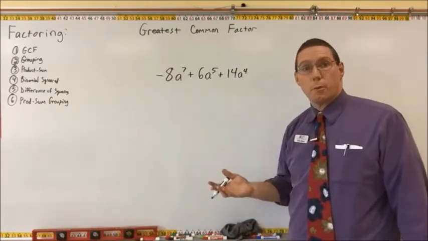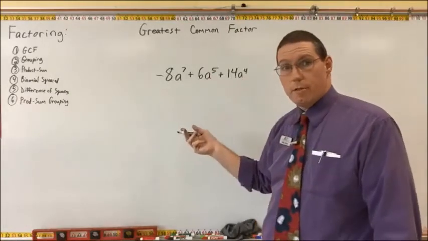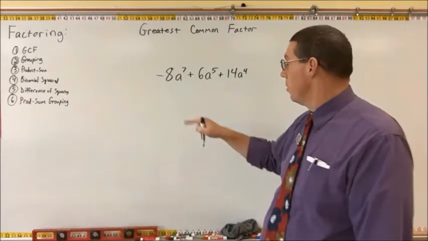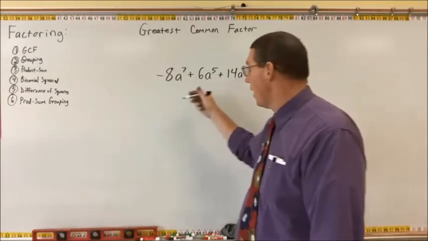So the first thing that we're going to do is we're going to look, is there a variable in every term? Yes, there is. What is the smallest power of that variable? 7, 5, or 4. 4 is the smallest. That's what we're going to factor out, a to the 4th.